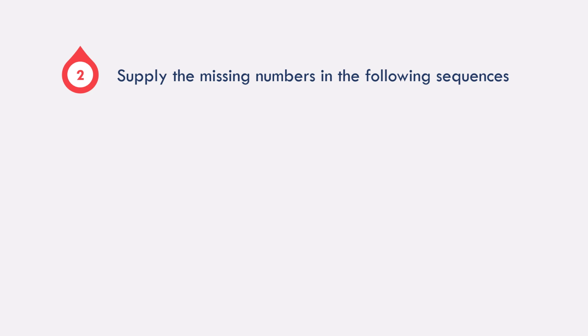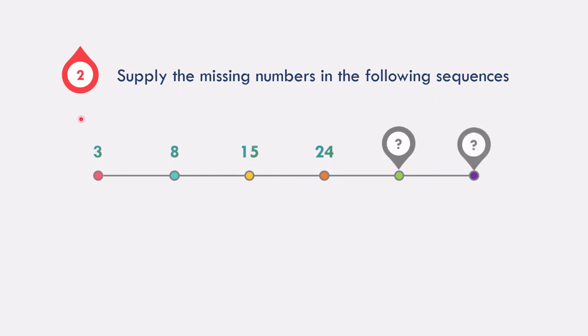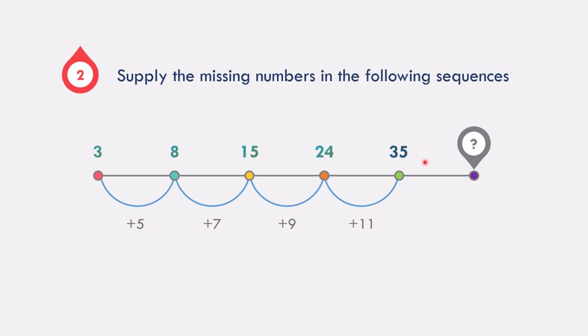In example number 2, let us supply the missing numbers in the following sequence: 3, 8, 15, and 24. Let us see what could be the pattern from 3 up to 24 to be able to identify the missing numbers. From 3 to 8, we add 5. From 8 to 15, we add 7. From 15 to 24, we add 9. So it means 24 plus 11 is equal to 35. The number to be added, or the pattern to be added, is 13. So 35 plus 13 is equal to 48.